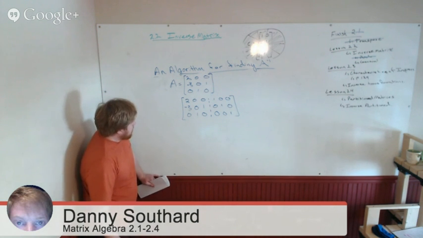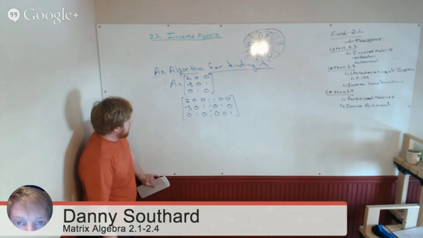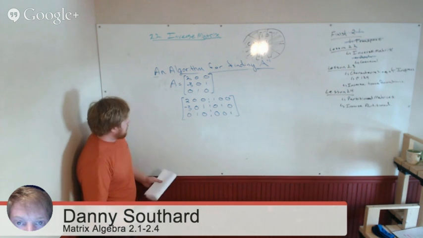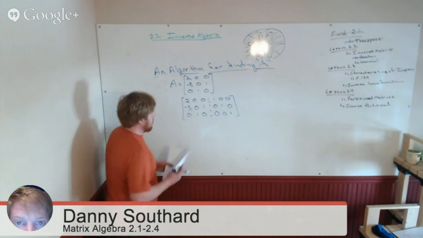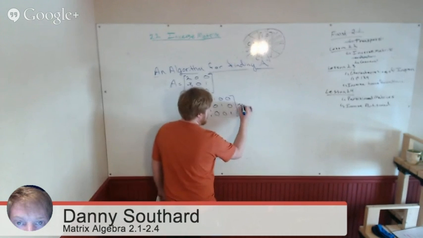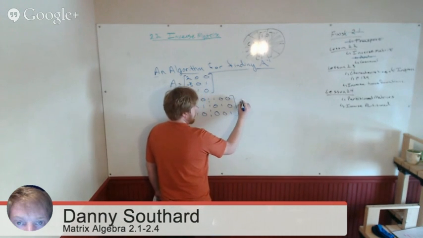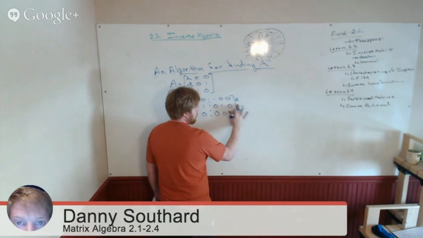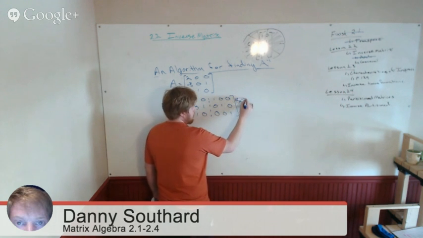All right, so let's see. I guess the quickest thing to do would be we could switch these two rows. I'm going to try to do this one step by step. Switch R2 and R3.